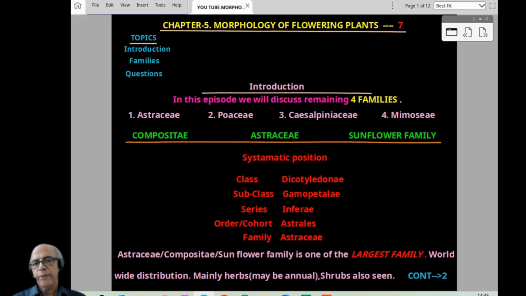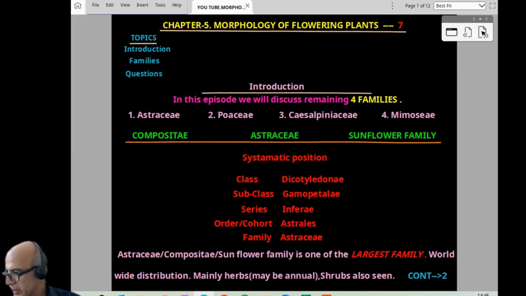Class Dicotyledonae, subclass Gamopetalae, so petals will be fused. Series Inferae, so inferior ovary. Order or cohort is Asterales, family Asteraceae. So Asteraceae, Compositae, the sunflower family is one of the largest families among dicots. It is having a worldwide distribution, mainly herbs, maybe annuals, or can be even shrubs. Tree forms are comparatively less.